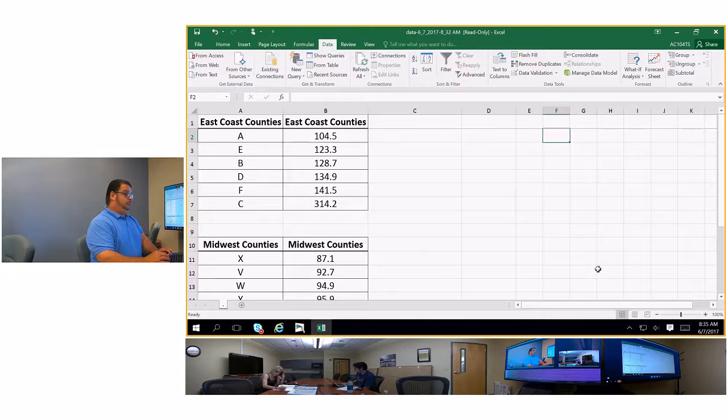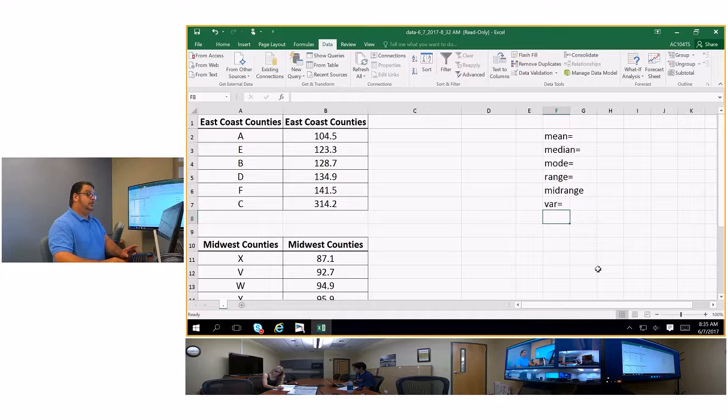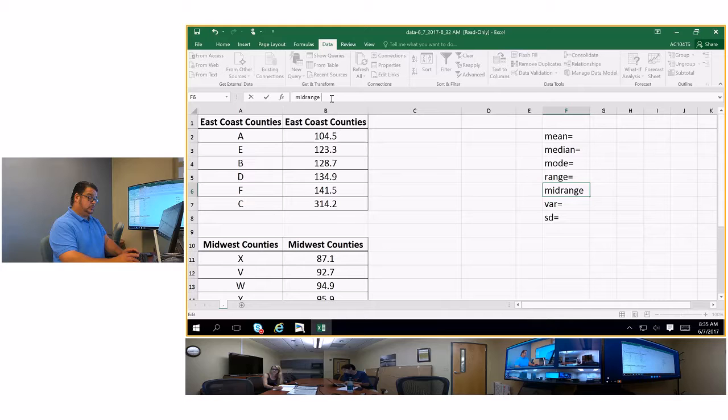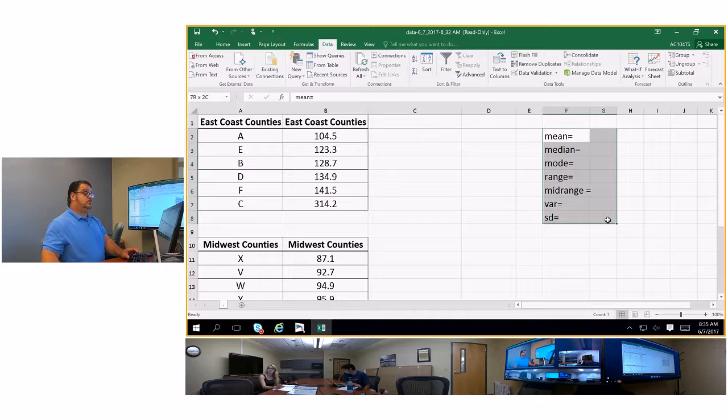Let's see, mean, median, mode, range, and standard deviation. If everybody's gotten the first one, I'm going to raise it up a little bit for you. There you go.